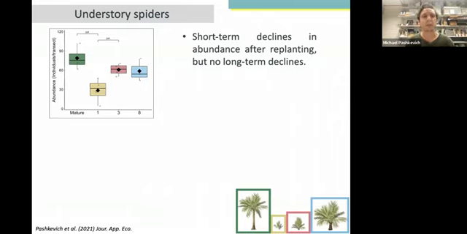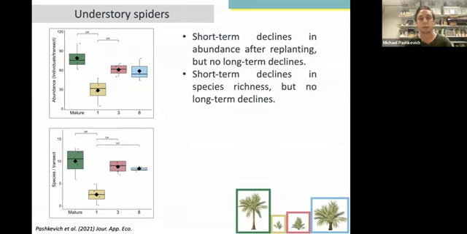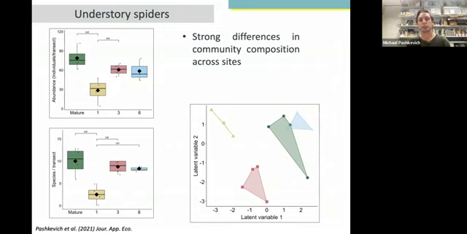And what you're seeing here on this plot is the number of spiders per 100 meters across our different study sites. And you'll see that there's a short-term decline a year after replanting in the number of spiders. And this also corresponds to the number of spider species. There's species richness now on this bottom plot. And also changes in spider community composition, so the relative abundance of different species.